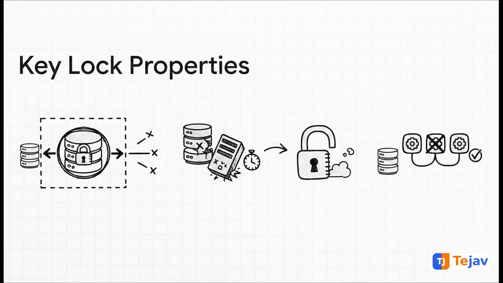Now, not all locks are created equal. A really solid production-ready distributed lock needs to have three key properties. First, mutual exclusion. That's the whole point, right? Only one server can hold the lock at a time. Second, it has to be deadlock-free, meaning a crashed server can't hold the lock hostage forever. And third, it's got to be fault-tolerant, so the lock service itself can't be a single point of failure.